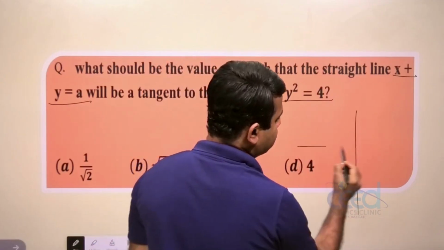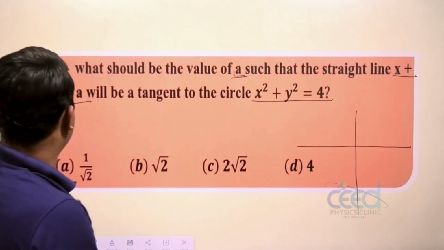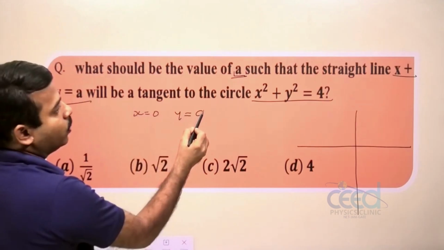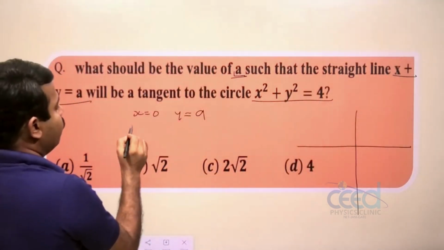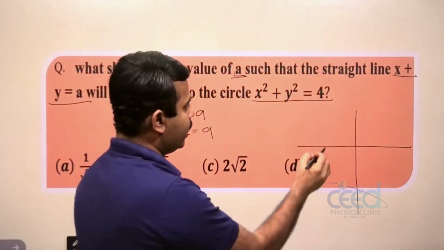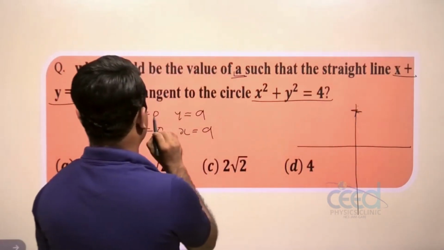So, this is my x axis, this is my y axis, right. So, x plus y is equal to A. When x is equal to 0, then y is equal to A. Put x is equal to 0 here, then y is equal to A. When y is equal to 0, then x is equal to A. Then how I can draw, when x is 0, this is that point.